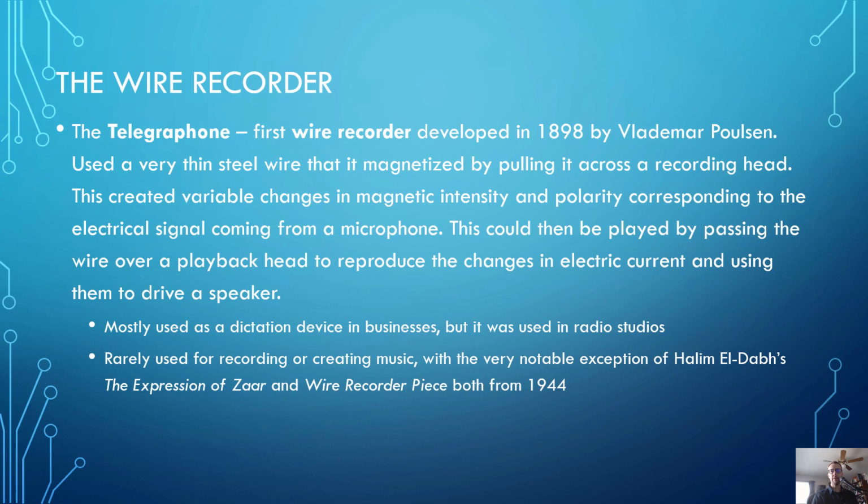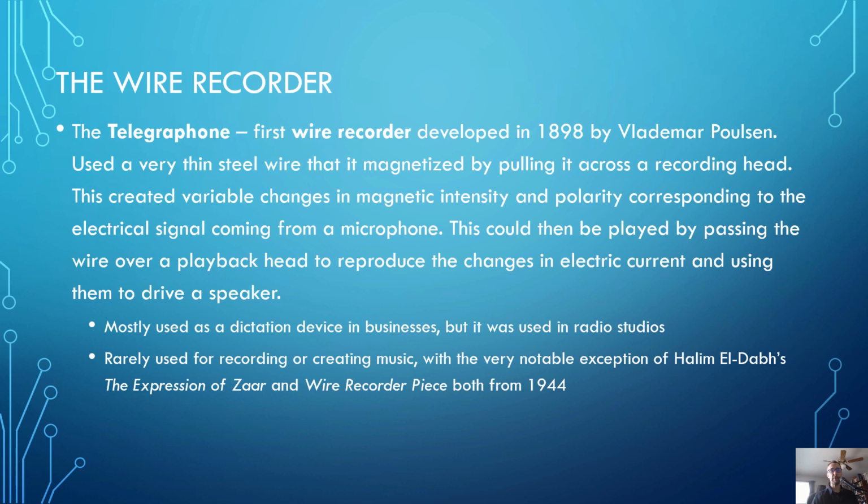This could then be played by passing the wire over a playback head that would pick up the changes in magnetic intensity and reproduce these as changes in electrical current and use that change in current to drive a speaker, creating sound. The wire recorder was mostly used as a dictation device in businesses.